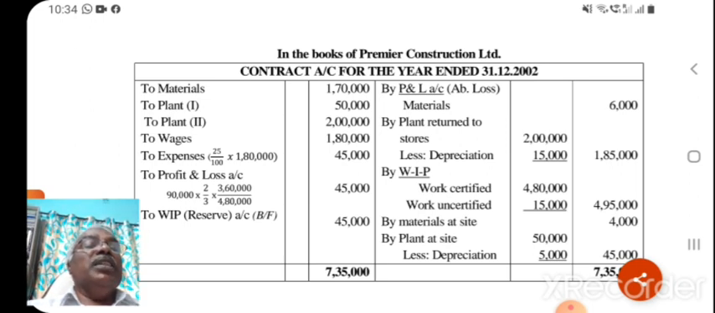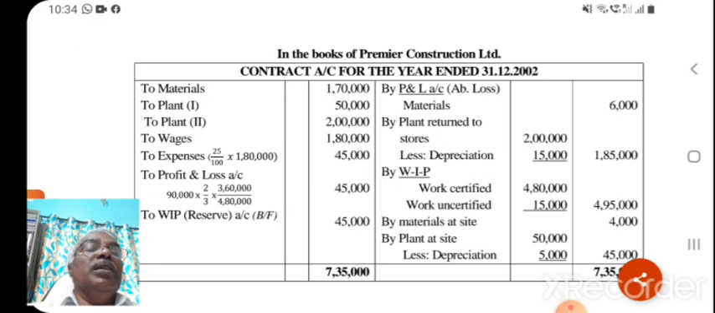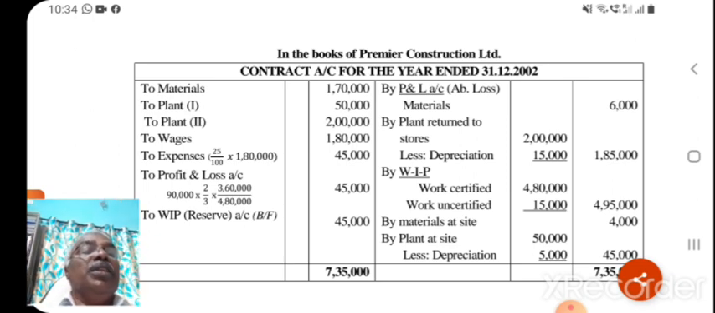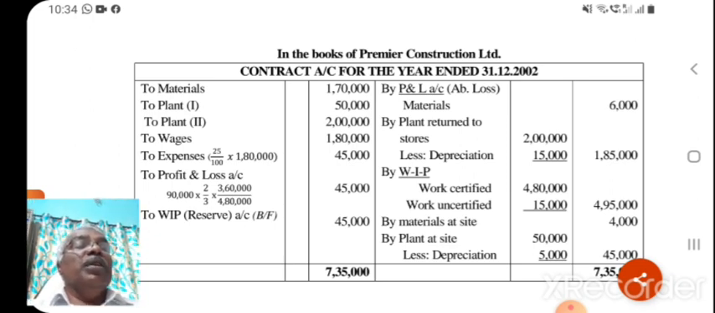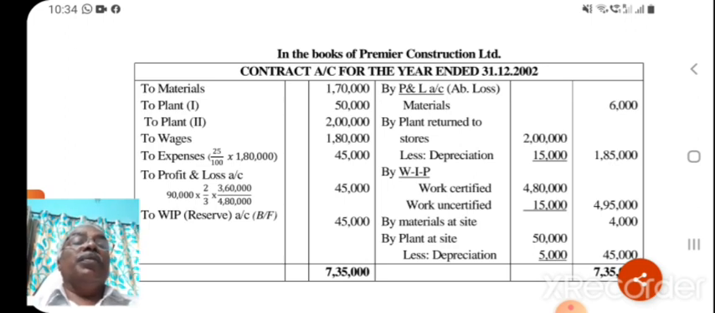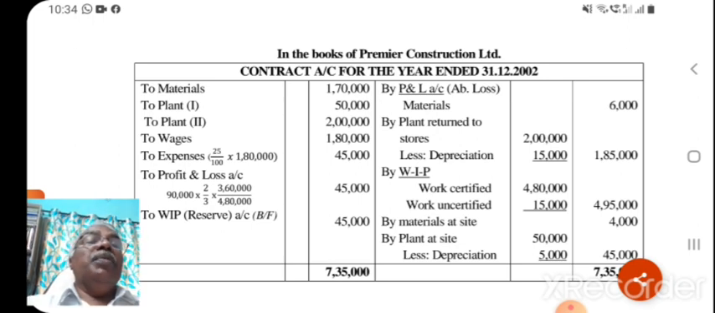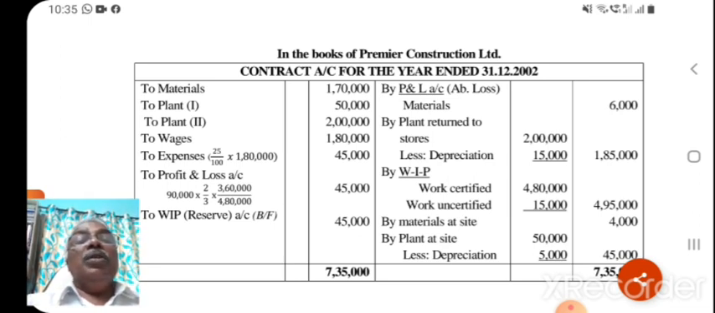Work in progress, work certified is 4 lakh 80,000. Work uncertified, it is given 15,000, so 4 lakh 95,000. Materials at site 4,000. Plant at site, it is full year we have used it. So 10% on 50,000, 5,000 depreciation, so 45,000. So these are the items applicable to this particular contract. Now, if you balance this account, you will get 90,000 notional profit.